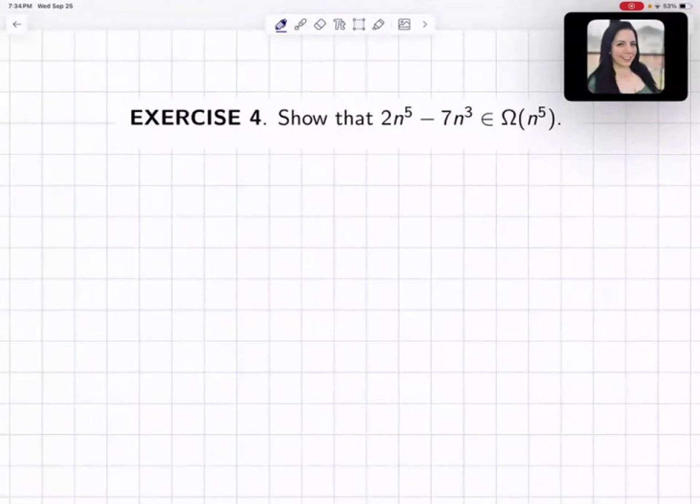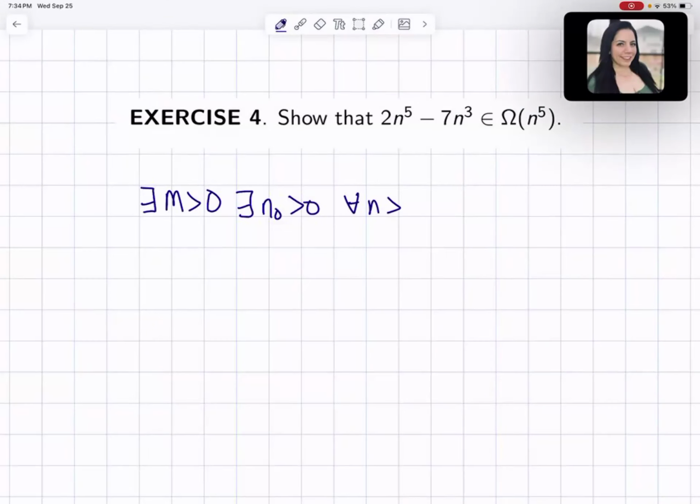And so as we have been doing, we are going to start with our definition. So first, our definition of big omega. There exists an m greater than 0, and there exists an n naught greater than 0, where for any n greater than n naught, f of n, which will be this side, will be greater than or equal to m times g of n, which will be this right here. This is g of n.